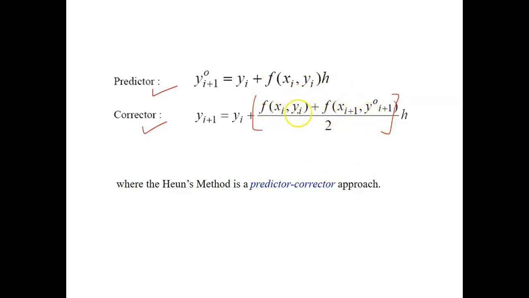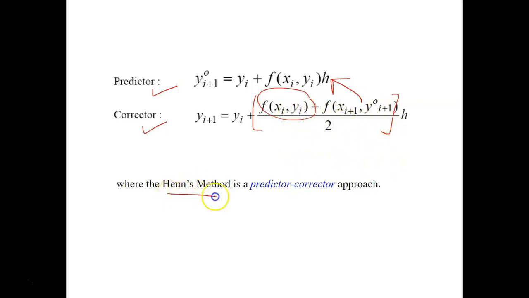We're actually averaging the slopes between the previous data or the initial condition. If we are calculating the first data, we use the initial condition, and then we use this initially calculated value of y, which we calculated in the predictor equation, and then we average the slopes and use that slope to calculate the final answer.